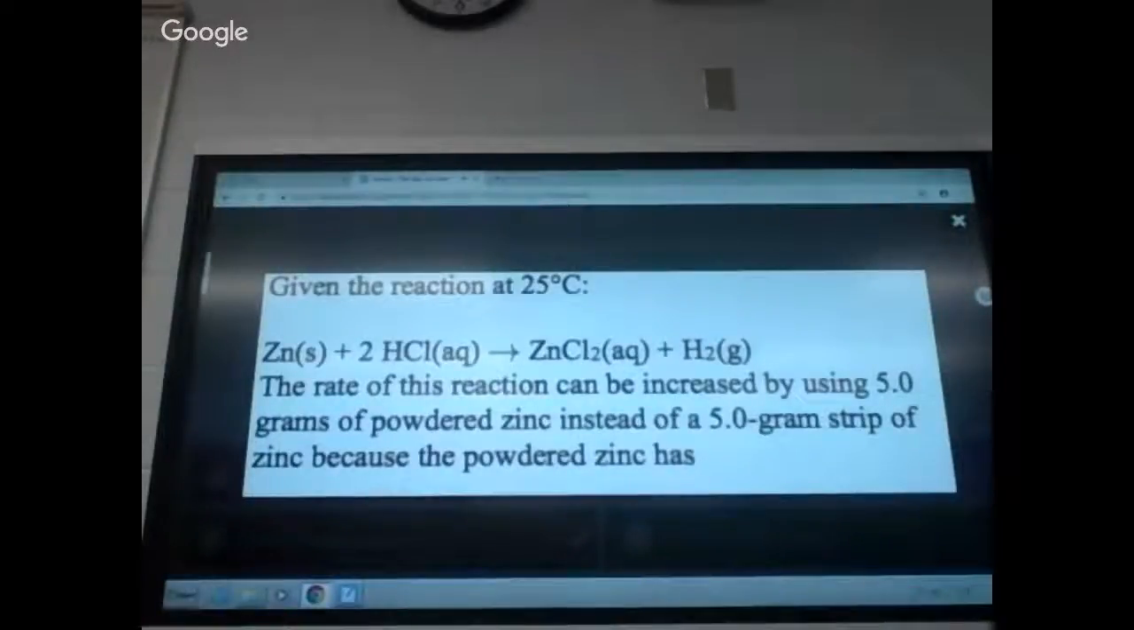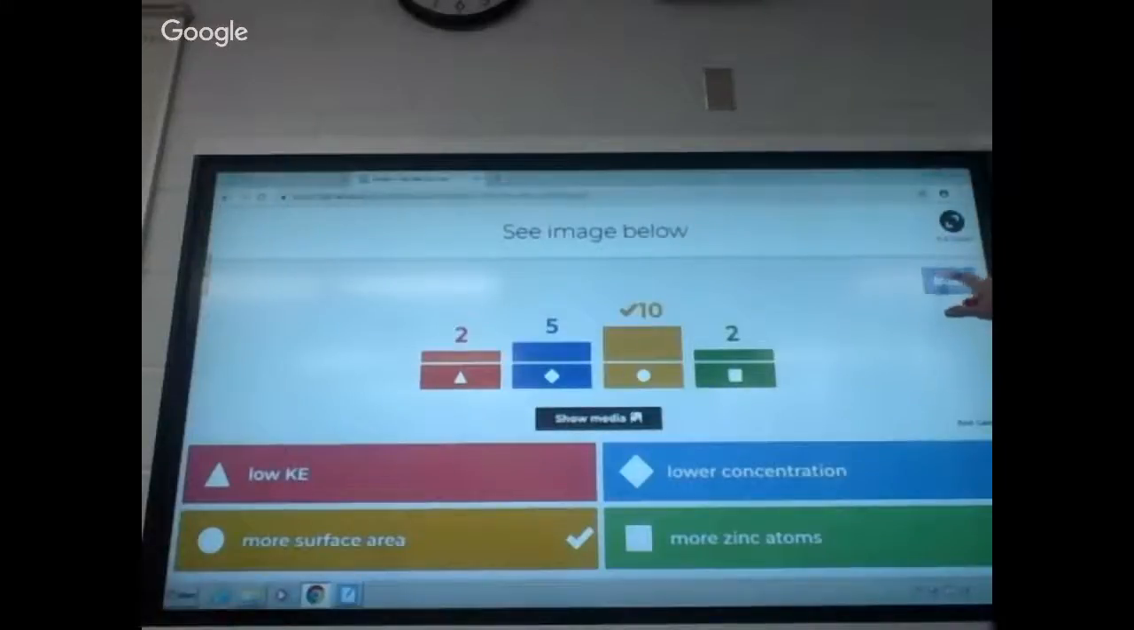All right. So all it's telling you is you have powdered zinc versus a strip of zinc. So which one is going to react faster? The powdered, because it has more what? It has more surface area. That's all it's saying.